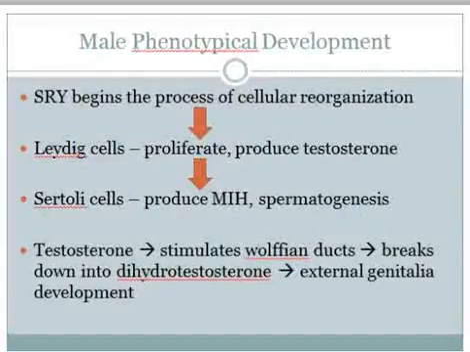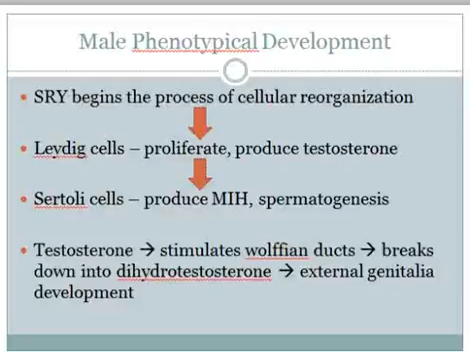So SRY begins this process of cellular reorganization, so ending up from what starts looking like it's going to be female gonads into male gonads and genitalia. So the SRY portion of the Y chromosome is going to activate the Leydig cells, and they're going to proliferate and ultimately produce testosterone. The testosterone is going to act on Sertoli cells. This is within the testes.